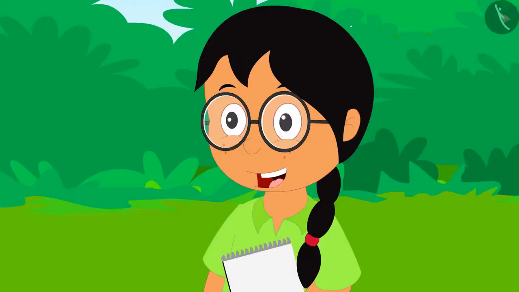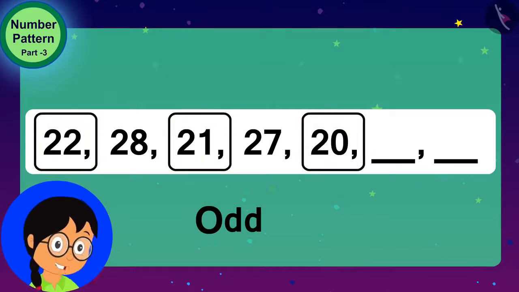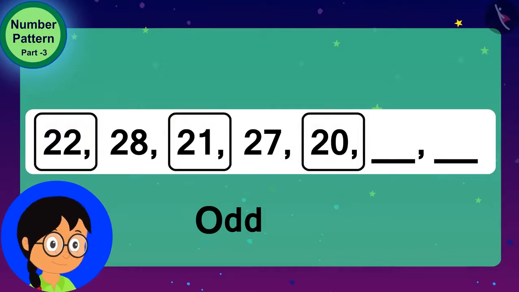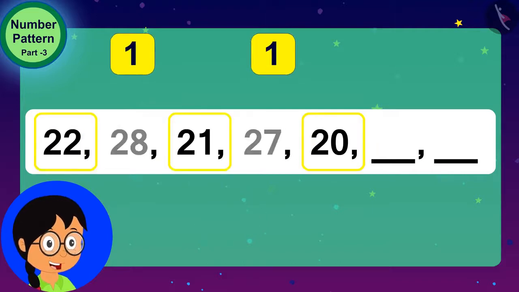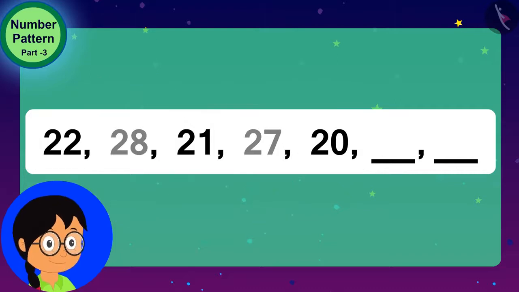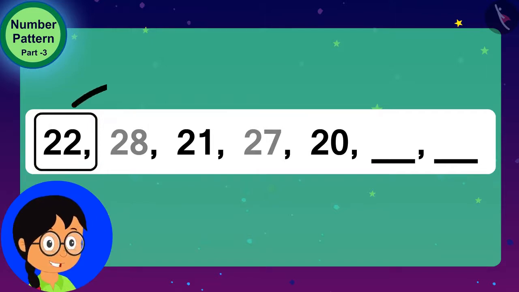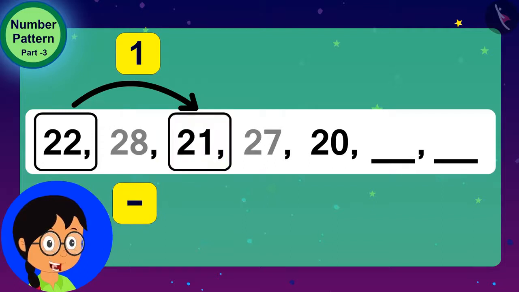Meenu excitedly said, I have found another rule of this number pattern. If you look at the numbers written at odd places of this number pattern, you will find that the numbers written at these places are 1 less than the numbers coming before them. 1 is subtracted, as the number written in the first place is 22 and the number written in the third place is 1 less than that, 21.